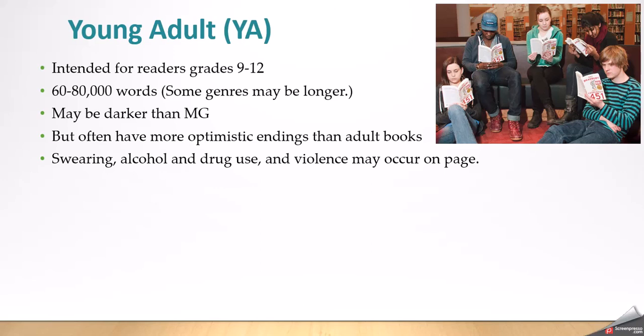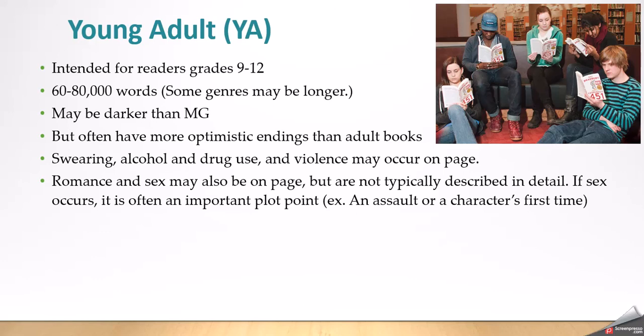Swearing, alcohol, drug use, and violence may occur on the page. Romance and sex also may be on the page. They're usually, though, not described in detail. Now, I will say, with the exception of some books that started out on Wattpad, I have seen those. The Kissing Booth, if you've seen that Netflix movie, started out as a book on Wattpad, which is like an open source thing for authors to put things on. It's a teen girl who's writing, who probably has not experienced what she's writing about.